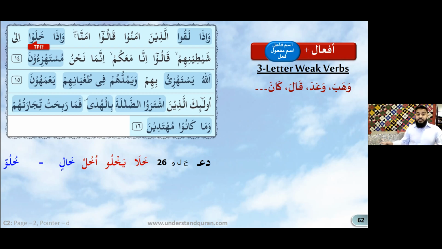Khala is he left alone. Yakhlu, just like we did for da'a, yad'u. So you have yakhlu, he leaves alone. Ukhlu, you're being told, leave alone. Khalin, the one who leaves alone. There's no maf'ul here, the one that is being left alone. And khulu is the act of leaving alone.